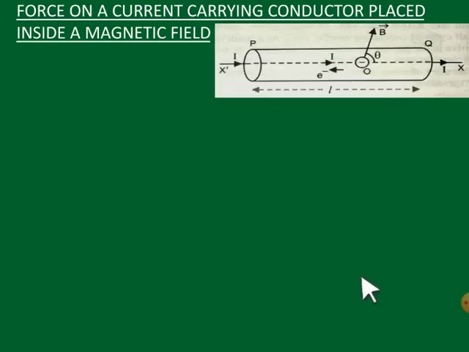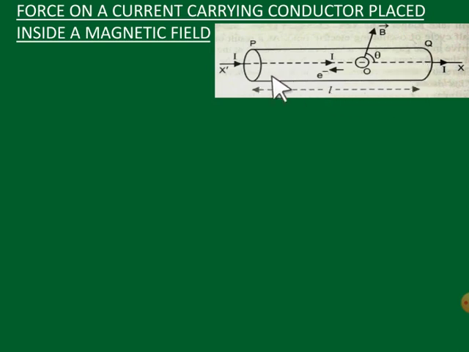Now let's take a conductor, or rather a cylindrical conductor of length L having cross-sectional area capital A, and place it inside the magnetic field B in this direction, making an angle theta with that of the current that is flowing inside the cylindrical conductor. That means theta is the angle between the magnetic field B and the current element flowing inside the conductor, IL. Got it? I is a scalar quantity. If I say IL, then it will be a vector quantity along this direction.